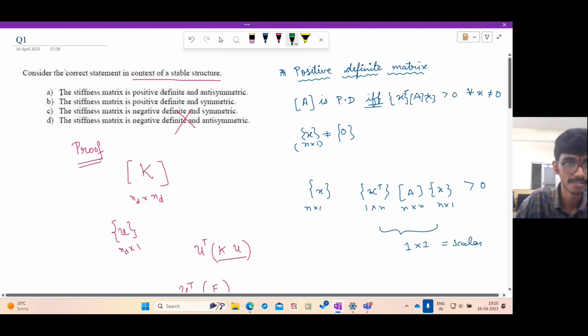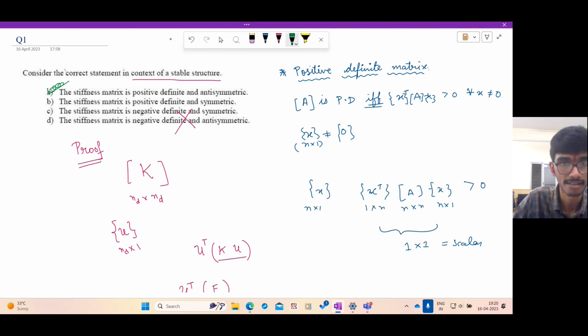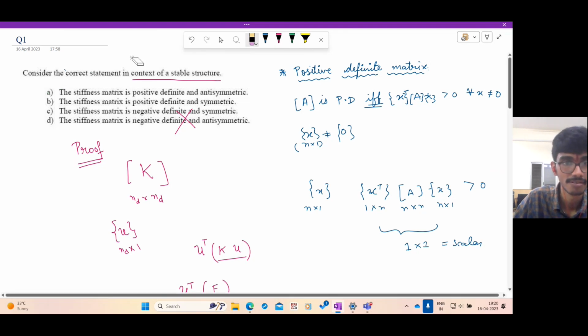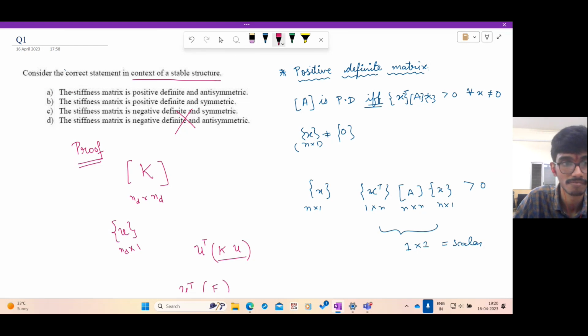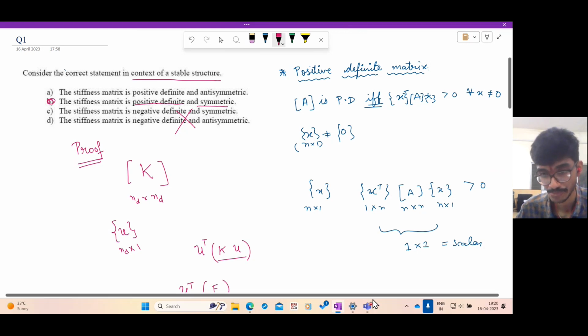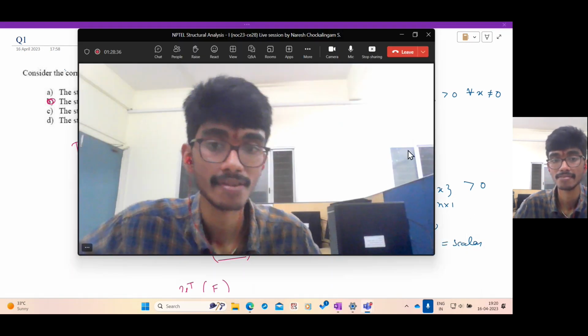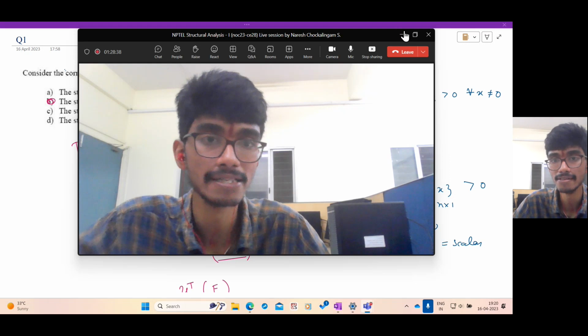So what is the right answer? The stiffness matrix is positive definite and, sorry, not antisymmetric, it is symmetric. The correct answer is option B. It's positive definite and symmetric. Just an aside, if they didn't say it is stable, then it is called positive semi-definite. That is, it can become zero if there is a rigid body. That is what it means. So let's go to the next question.